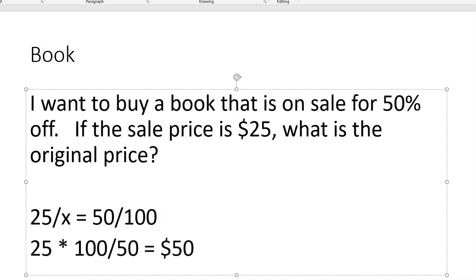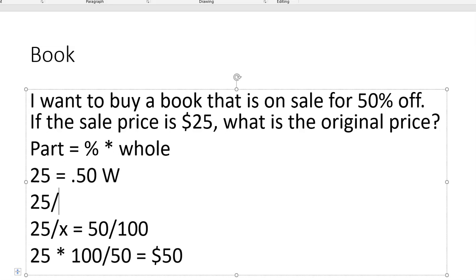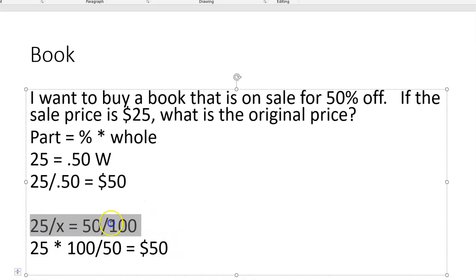If I want to do it the equation method, I would say part equals percent times whole. We know that the part was 25. The percent was 50, and we don't know what the whole is. So the way I would do it, 25 divided by 0.50, which is $50. So two different ways of doing it. This right here is the proportion method, and this is the equation method. Either way works.